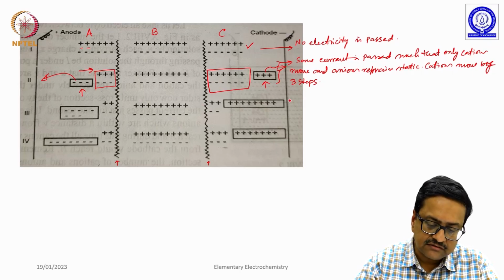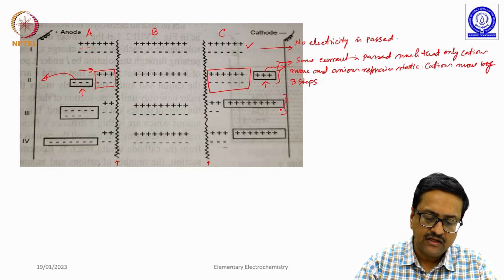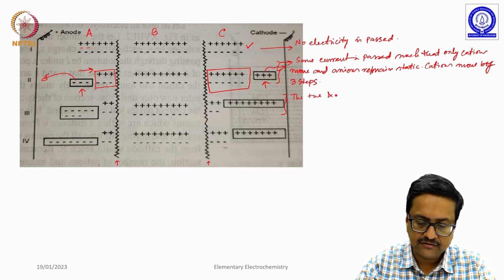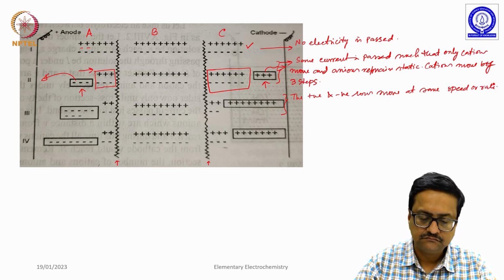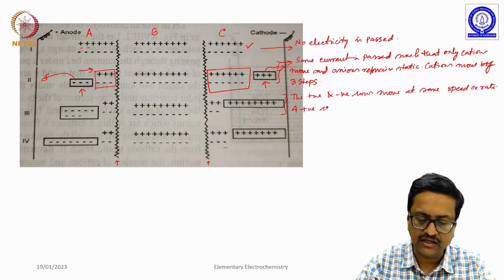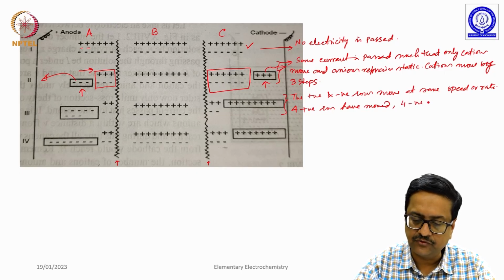Then you consider this third condition. Some current is passed as before, and the cations and anions, positive and negative ions, move at the same speed or rate. So, if we assume that 4 cations have moved, positive ions have moved, then 4 anions also have moved.